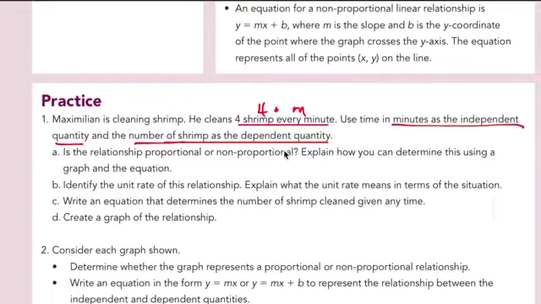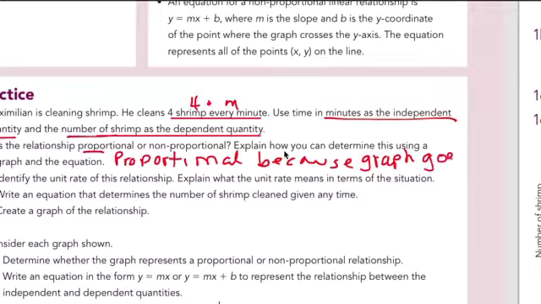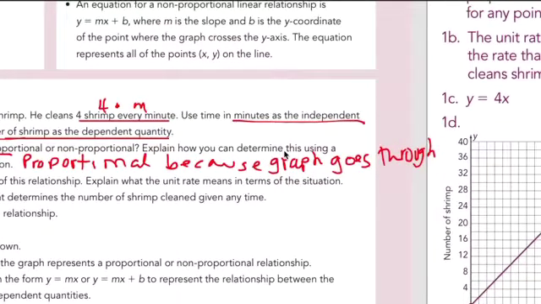In a relation, is the relationship proportional? It is proportional because at 0 minutes he cleaned 0 shrimp. So the graph will go through the origin, 0, 0. Proportional because if graphed, the graph will go through 0, 0, through the origin. You can say origin, or 0, 0.